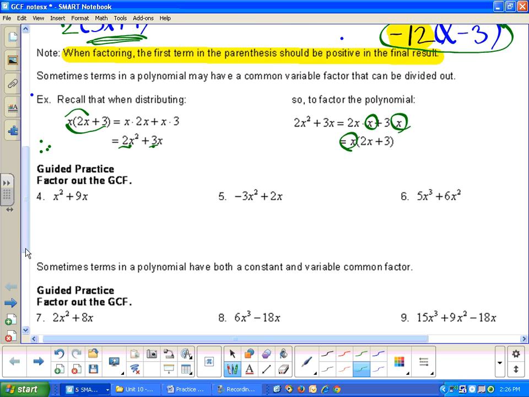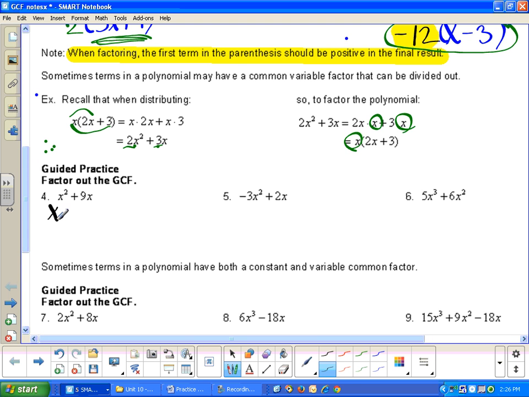These are especially important to write each one out. If you write them out completely, you're not going to be confused. We have 2 x's here. We have 9 times x here. We have an x in common. Can't circle both because we don't have 2 in common. We only have 1. So x goes out front. X plus 9 is what's left over. There's nothing in here that can be divided out or that's the same besides 1.